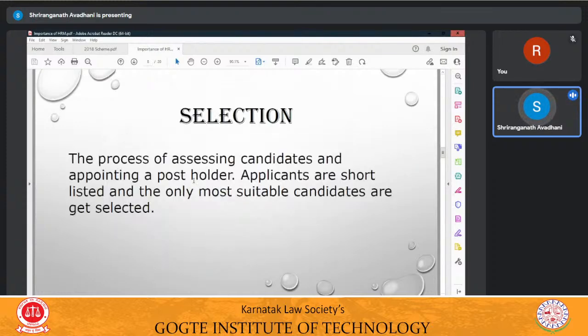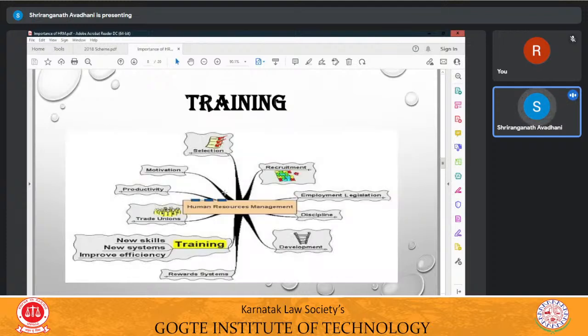Then comes the selection. What is that? The process of assessing the candidates and appointing them for the post. Applicants are shortlisted. Suppose your score is 8.1, and the eligibility criteria they have given is 8.5, then your name may not come in the list. This is how they scrutinize and assess candidates and select the suitable ones for the next part of the process.